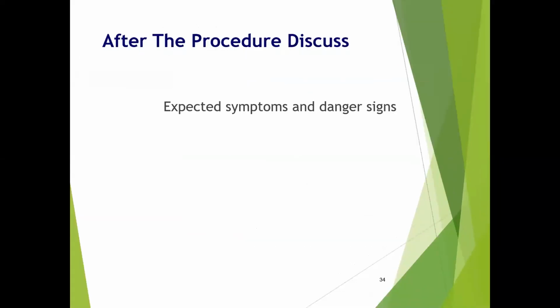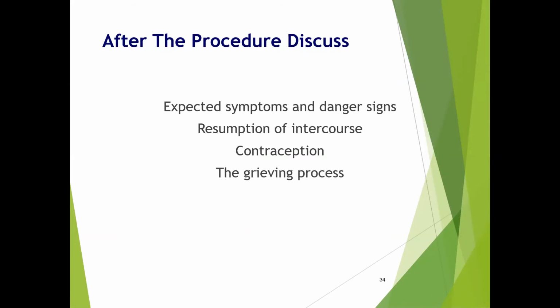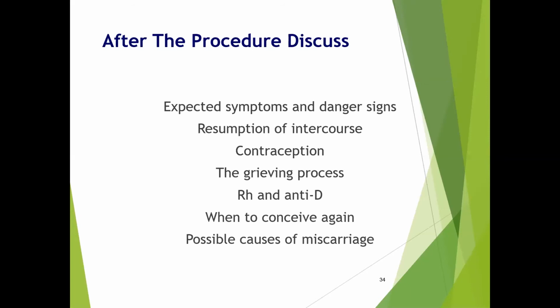So following the procedure, you need to counsel your patient on expected symptoms and signs of danger, like any increase in pain, bleeding, or abdominal pains. And remember, usually after this procedure, we discharge them home, so they'll need to observe these signs at home. You also need to talk to them about when they can resume sexual intercourse, contraception, and how they should grieve. And we need to check Rh status in those patients who are Rh negative. We need to give them anti-D and discuss with them when it is safe to conceive again.